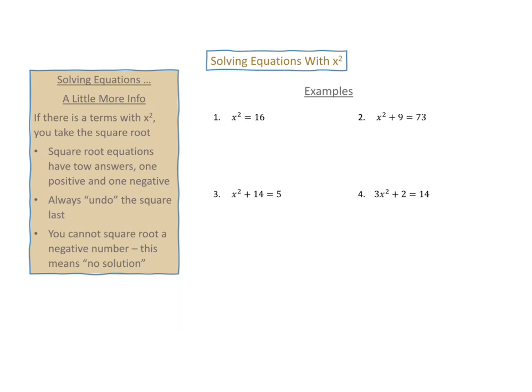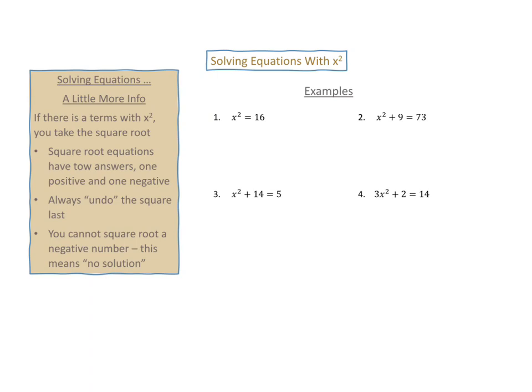Solving equations with an x squared in it. If there's a term with an x squared, you're going to have to take the square root from each side of the equal sign to get the answer. Square root equations have two answers. One is positive and one is negative. And you always undo the square last. In other words, you solve everything until you get to an x squared equals some number, and then you square root both sides. However, you remember, you can't square root a negative number.